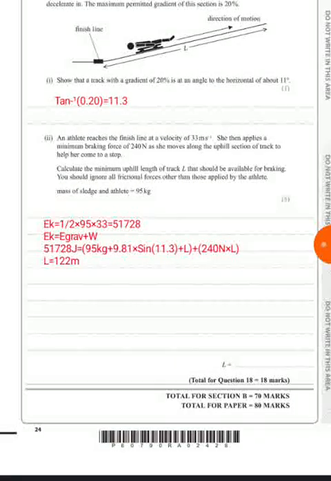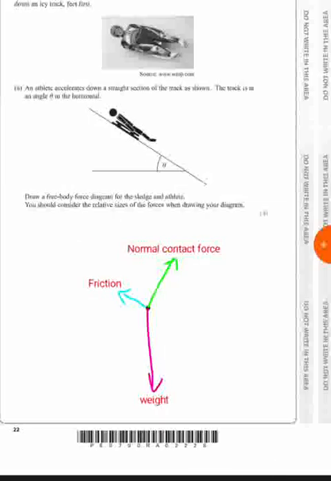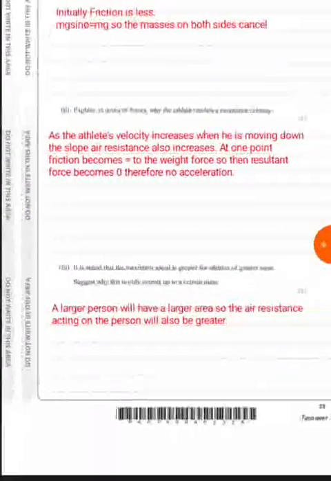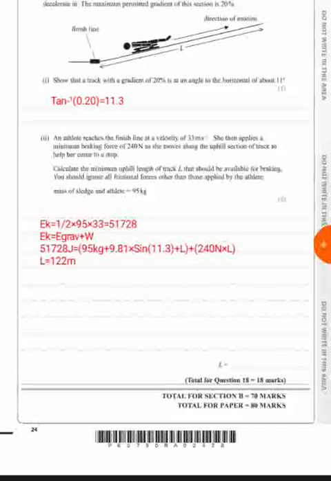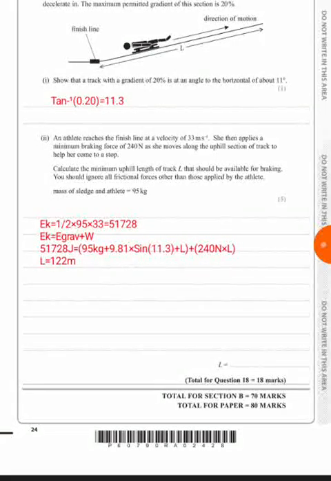Then part C. After the finish line, there is a straight uphill section of track for the sledge to decelerate in. The maximum permitted gradient of this section is 20%. Roman numeral 1: show that a track with a gradient of 20% is at an angle to the horizontal of about 11 degrees. They have given this diagram from part A, so you can mark the opposite side, the adjacent side, and the hypotenuse. Here the hypotenuse is not there, so only the opposite side and the adjacent side remain.